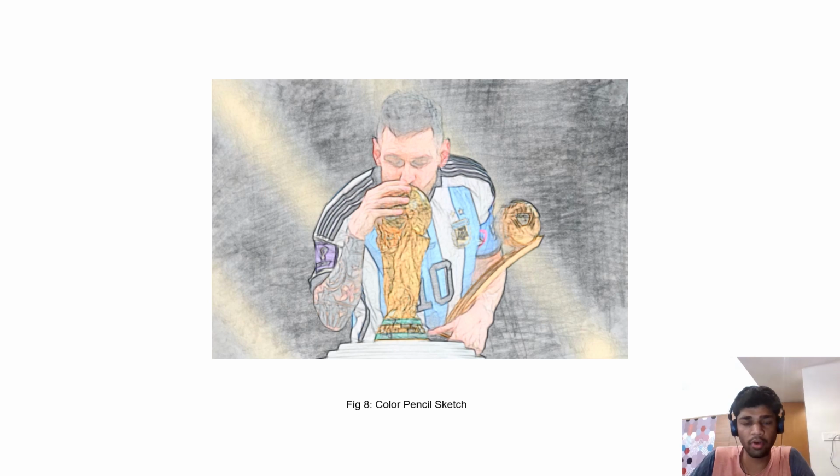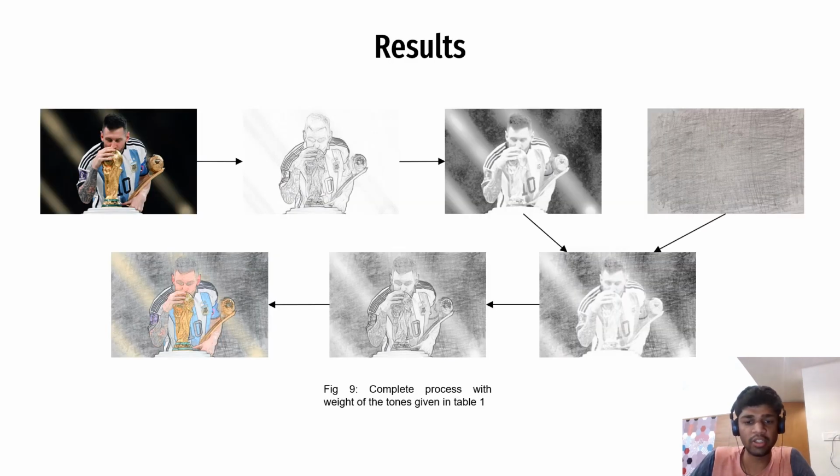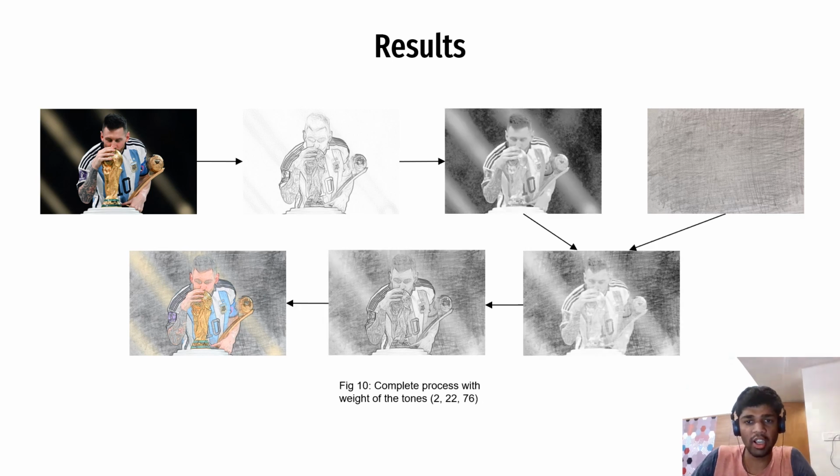Now moving forward, let's compare some results. This result is obtained after imposing the weight of tones according to the values shown in Table 1 earlier. Here you can see in the third point the tones as they come on the face of Messi. Now let's move on to the next results. Here you can see the clear difference in step three in the tones. Here we use the weighted tones 2, 22 and 76. Now if I take you back again, you will notice the color difference properly.